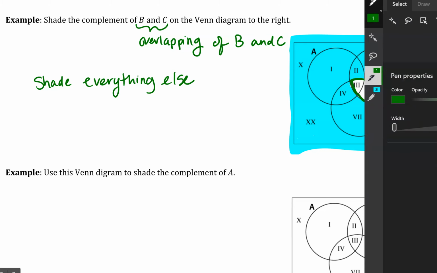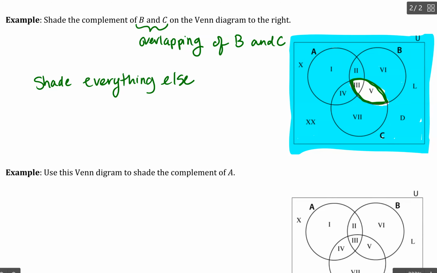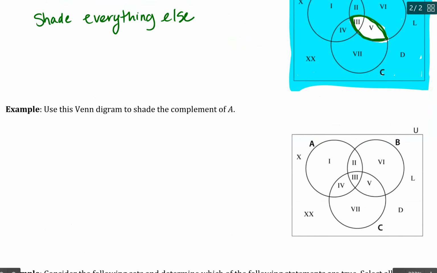Let's try another one. The second one says to use the Venn diagram to shade the complement of A. Okay, so this time we're going to, again, instead of beginning with the complement part, because we know the complement part is actually pretty easy once we determine what the thing is that we're leaving out. What is the thing that we're leaving out? That's A. So now I'm going to go to my Venn diagram and I'm going to find where is A. Well, here is the set A. Now the set A is this entire circle. So I'm actually going to outline this entire circle, and nothing in this circle gets shaded.